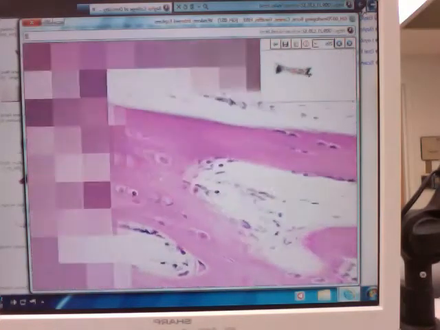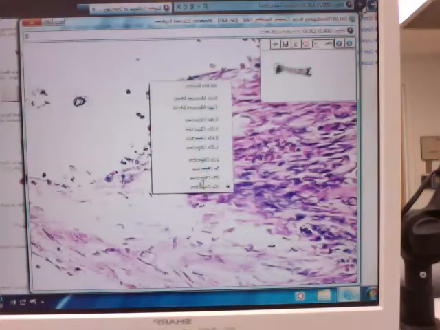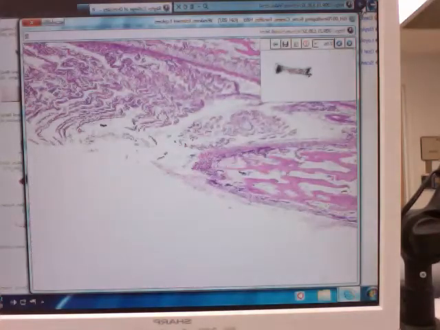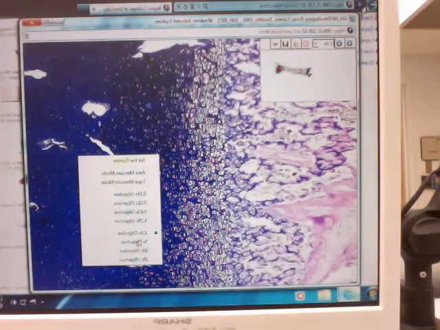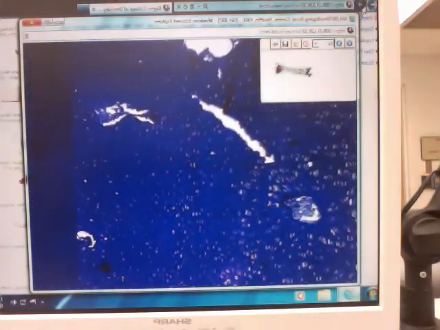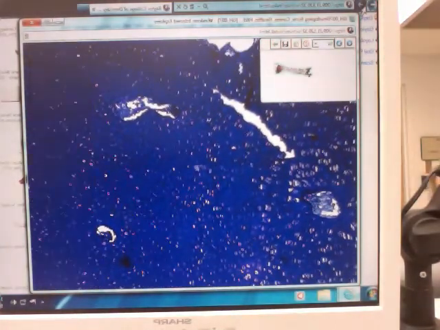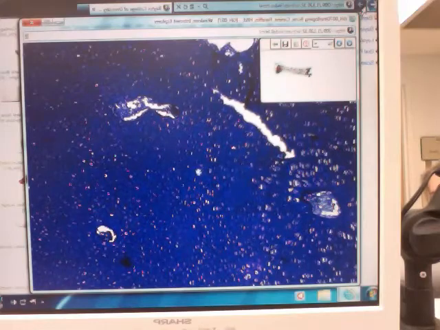The question was, can trabecular bone have osteons also? The answer is no. It is lamellar bone. Okay, so when we're in a view like this, you know that you've got the zone of resting cartilage.